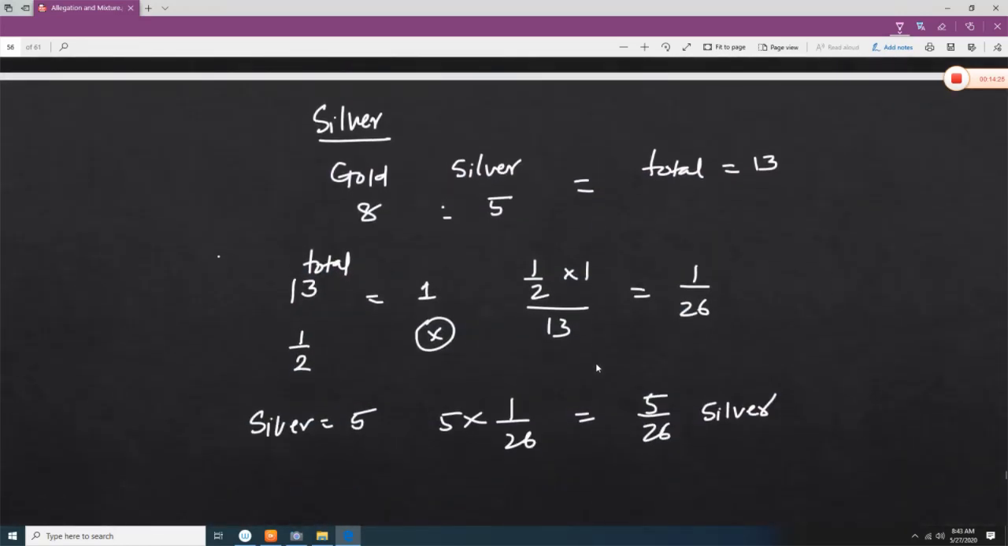So you need to understand what is there in the particular bag. Now in this question, in the second alloy there is silver, and the question is asked about the silver. So the gold and silver ratio is 8:5. The total parts will be 13. If 13 is the total parts and we took out 1/2, then it is 1/2 into 1 divided by 13. It is 1 over 26, and we are talking about the silver, so it is multiplied by 5. So 5 over 26 is the silver we are going to take out.